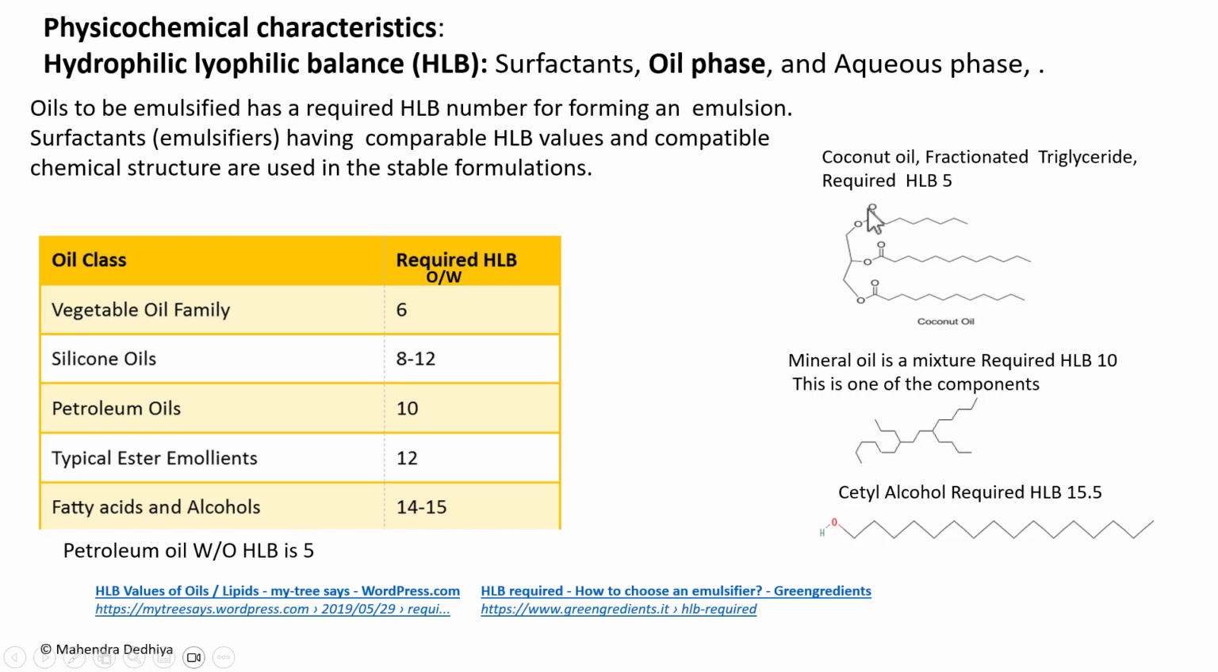So let's look at coconut oil, fractionated triglyceride. This is the glyceride molecule and alkane chain. It requires HLB of 5. Mineral oil is a mixture and requires HLB of 10 to form oil and water emulsion. Acetyl alcohol is an oil, and in order to form oil and water emulsion, it requires emulsifier having HLB of about 15.5.